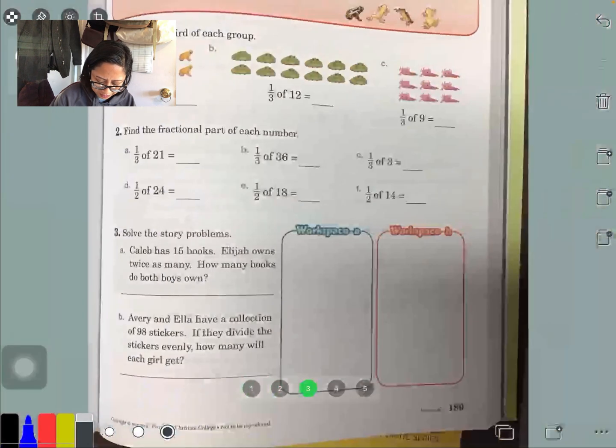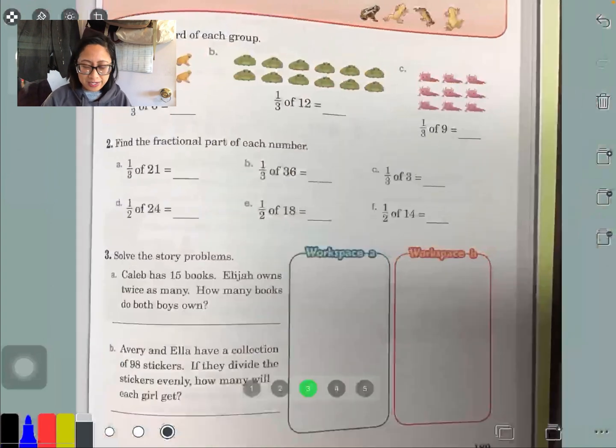Now let's look at page 189. I told you this was going to be lengthy, but that's because we had no school on Monday, and I did send this video to your parents on Friday in case you wanted to get started on Monday. But if you didn't work on it over the weekend, that's totally fine. So here it is. We're on page 189. We're going to learn how to divide, or how to find fractional groups again.